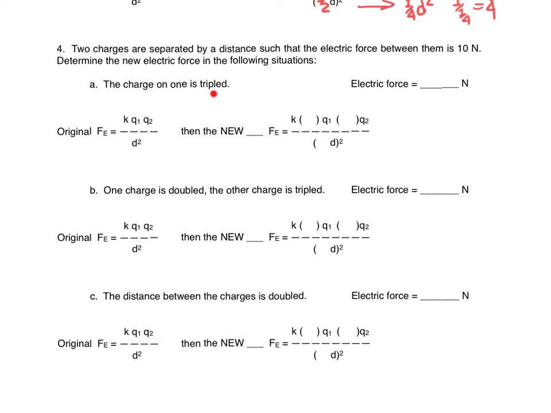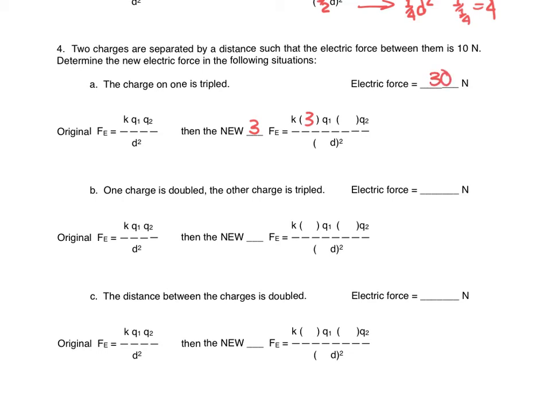So I triple one charge. Got it. So I'm just going to make one of these charges, maybe this one, triple the amount. So that'll make the new electric force 3 times the amount also, since they're directly proportional. So if the original force is 10, 3 times 10 is going to be 30 newtons as my new electric force.